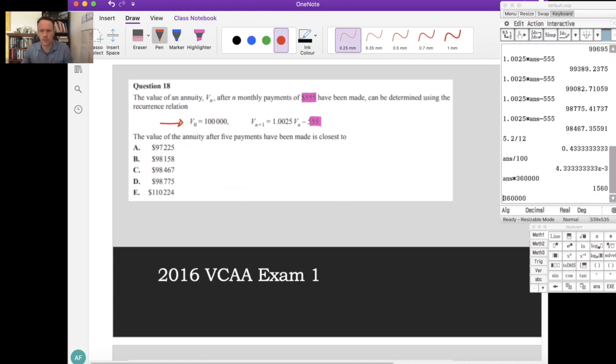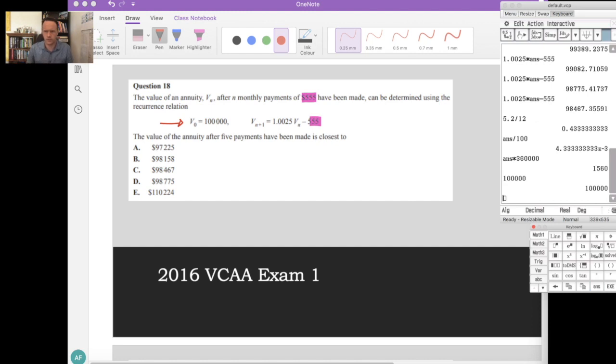Okay, so easiest thing here, jump over to our CAS. I'm going to put in the initial value of the annuity, so 100,000, and, no, I don't want to do that yet. I want to do this, go there, so that recognizes that as the answer. Then I'm going to do the equation and just put the answer in for the place of Vn.